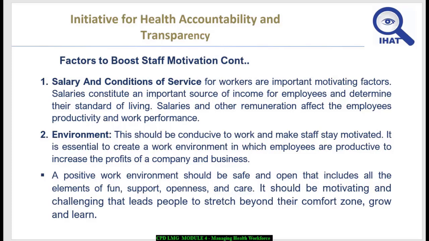The environment should be conducive to work and make staff stay motivated. It is essential to create a work environment in which employees are productive to increase the profits of a company and a business. A positive work environment should be safe and open, that includes all the elements of fun, support, openness, and care. It should be motivating and challenging.